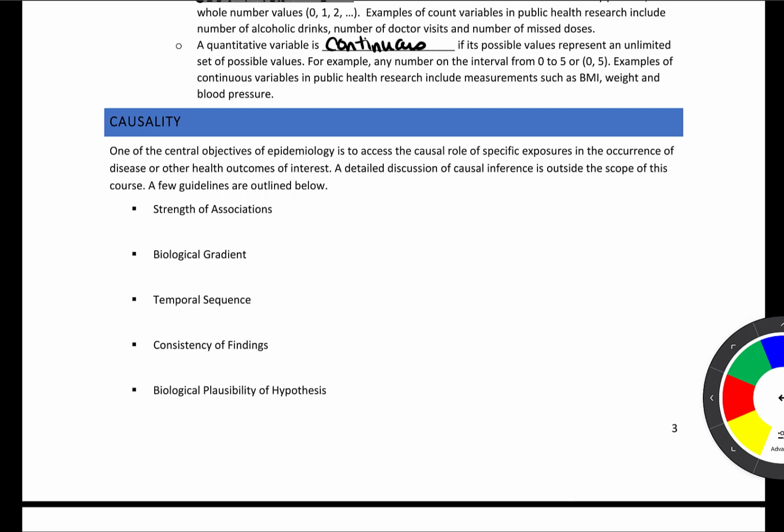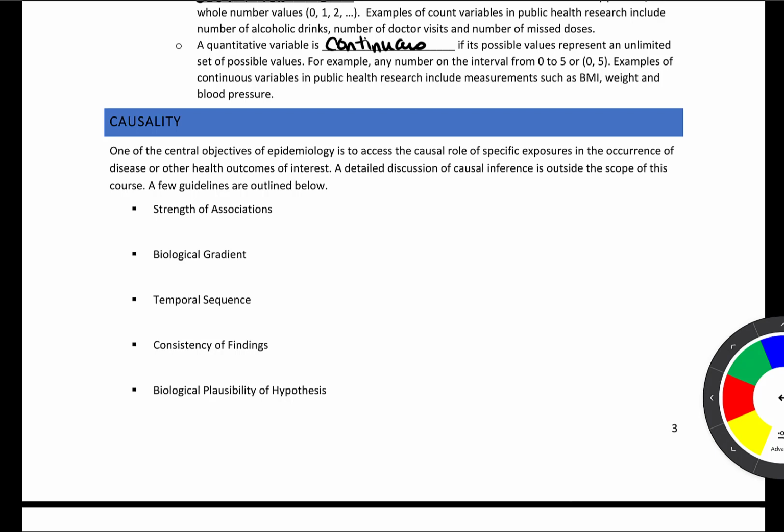Biological gradient. This is talking about dose response evidence. In other words, if there are higher levels or intensity or duration of some exposure, is there a greater risk of developing the disease under study? If so, that might be evidence for causation. So if someone smokes 1 cigarette a day versus 2 packs a day, is the person who smokes 2 packs a day more likely to get lung cancer than the person who only smokes 1 cigarette? That may be evidence of causality.